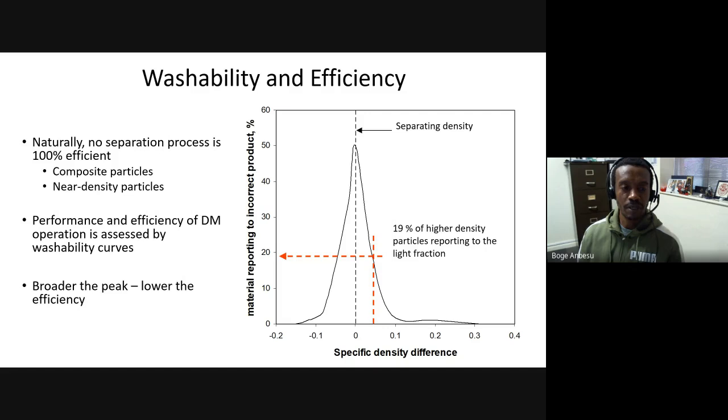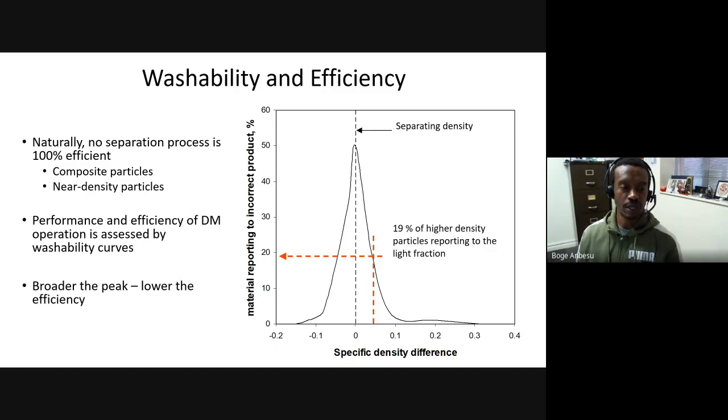Okay, or maybe you have particles that have specific gravity of 1.52. Although you would expect this particle to sink, because it has very close specific gravity to the media, it probably will not sink that easily. So maybe it will float. Or maybe you have a particle that has specific gravity of 1.48. Again, you'd expect this particle to float, but because it's very close to 1.5, it may sink. Okay, so those near gravity particles are very problematic, and we cannot achieve 100% efficient separation simply because of the issues associated with that.